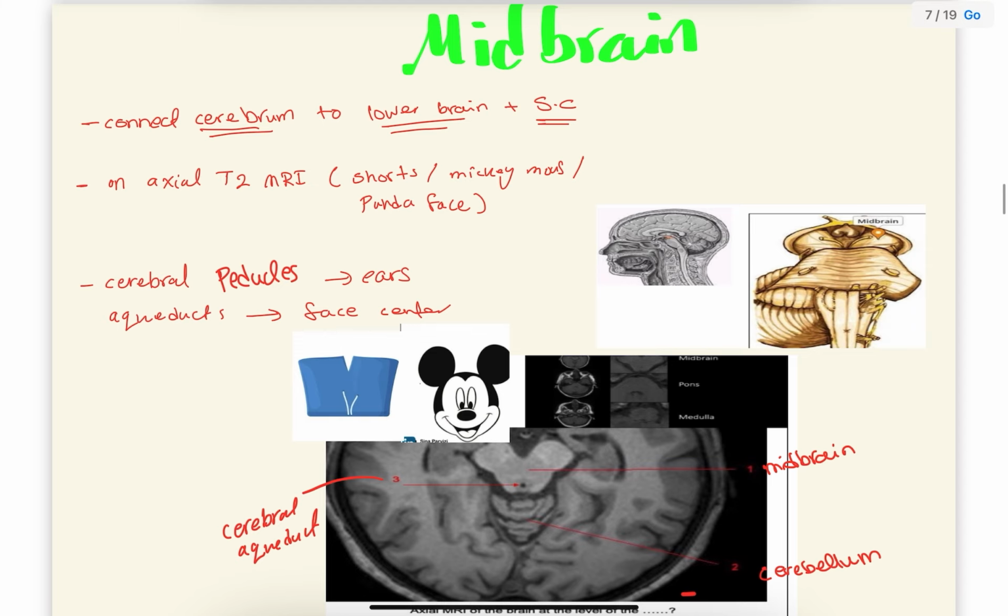Okay. Now let's talk about the midbrain first. So the midbrain, what does it do? It connects the cerebrum to the lower brain and the spinal cord. So it connects your cerebrum to your lower brain and the spinal cord. And if we look at an axial T2 MRI, we're going to see it like this. It looks like Mickey Mouse or an upside down shorts, or also could be a panda face, for example. Now it has ears and it has a face center. So the ears here, they are formed by cerebral peduncles, and we're going to get to know what this means later on.